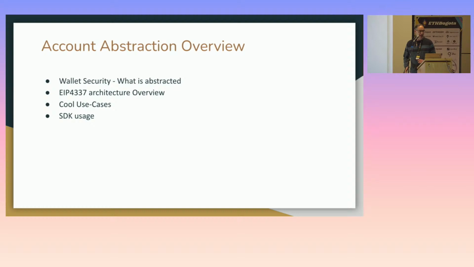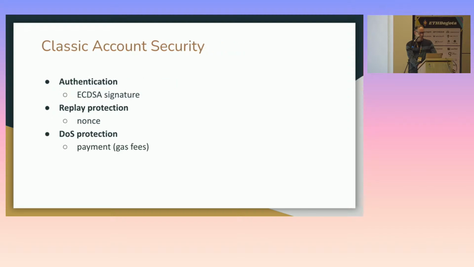I will go with a brief overview of what account abstraction is, what we abstract, security, the architecture of our implementation of EIP 4337, some cool features we think can be built and should be built above it. And then I will go into the SDK we have, how to use it, how to use this API to create a wallet. We do need knowledge both in Solidity and Ether's API in JavaScript. I hope everybody here has it.